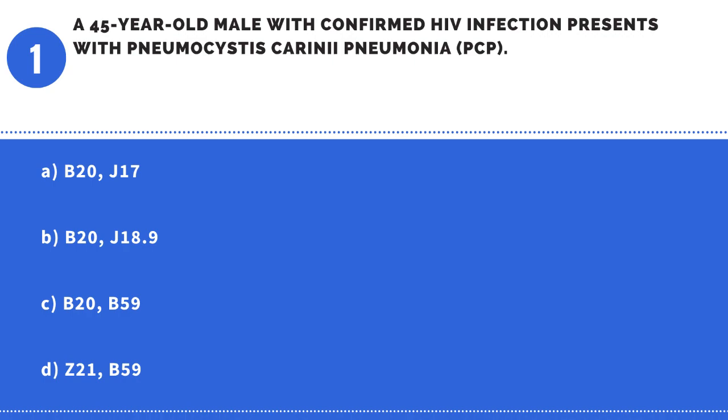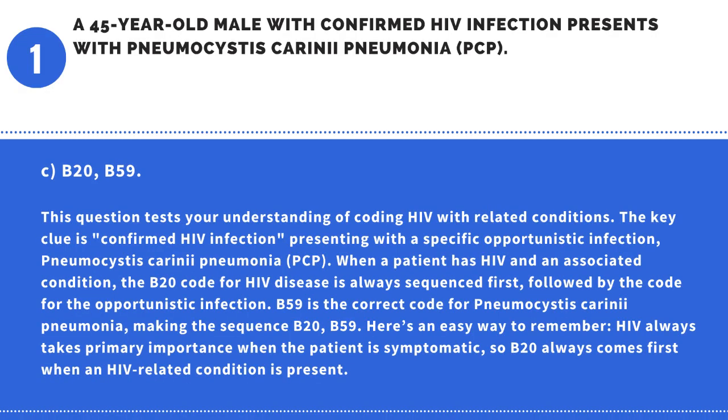Question 1. A 45-year-old male with confirmed HIV infection presents with pneumocystis carinii pneumonia, PCP. A. B20 J17. B. B20 J18.9. C. B20 B59. D. Z21 B59. Answer C. B20 B59.